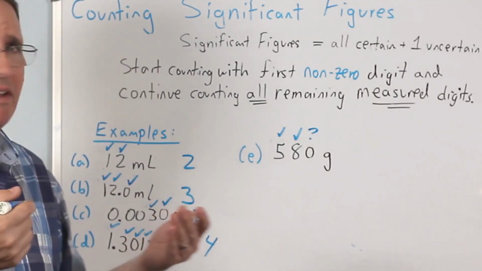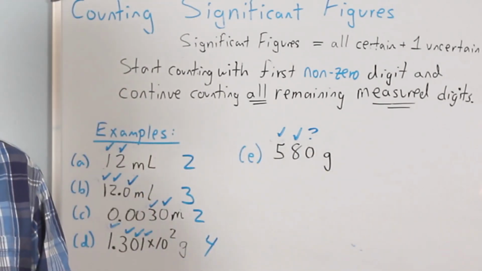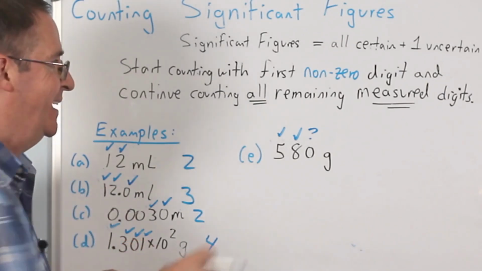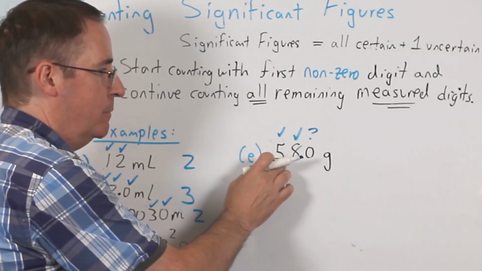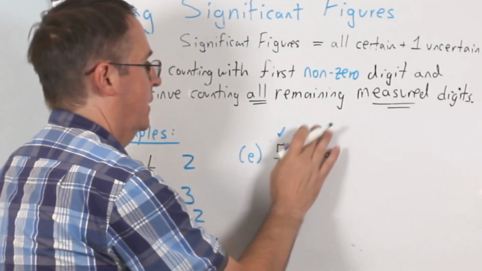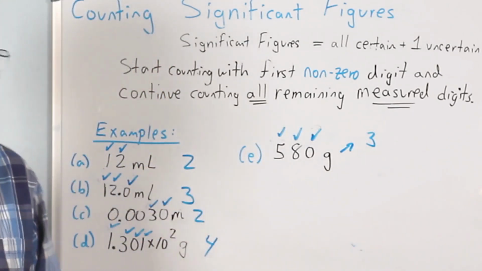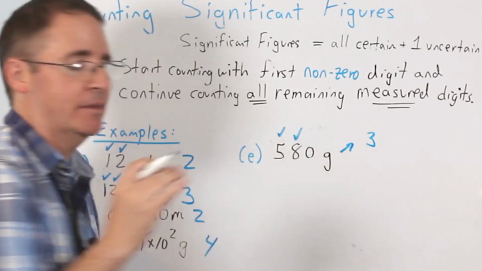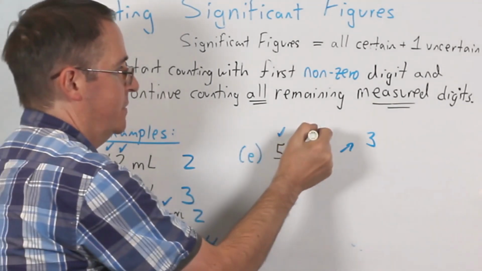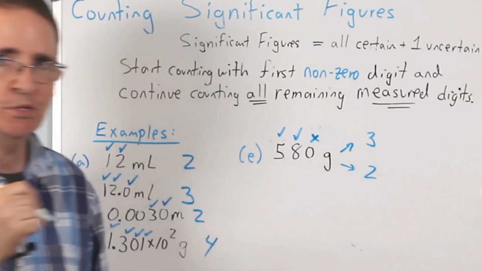Unless we made the measurement, we really don't know whether that 0 is supposed to be significant or not significant. It's an ambiguous situation. It may be that the person who made the measurement is confident that the value of the measurement is 580 something, and they're guessing, in this case, the ones place. If that's the case, then we would have 3 significant figures. Or it may be that they're confident that the value of the measurement is 500 something, and they're guessing in the tens place, which means this 0 would be not significant. Consequently, we only have 2 significant figures.